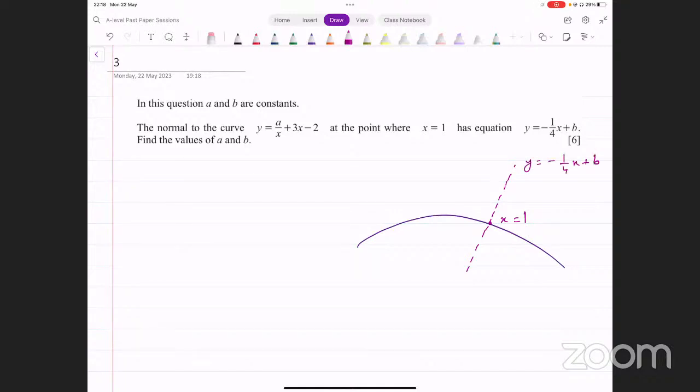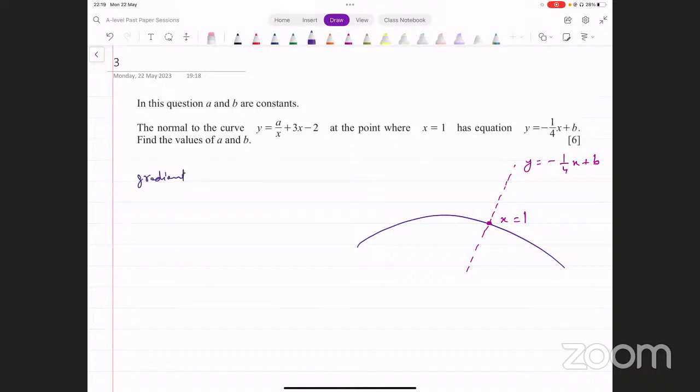Now, what do we know about a normal? The gradient of the normal is the negative reciprocal of the gradient of the curve, because they are perpendicular to each other. Normal is perpendicular to the curve. So whatever the gradient of the curve is at this point, the gradient of the normal will be its negative reciprocal. That's one idea that we could use here, right?